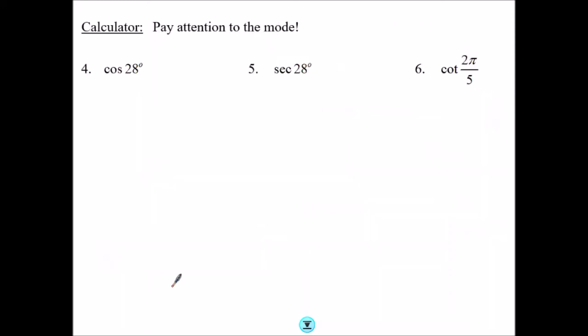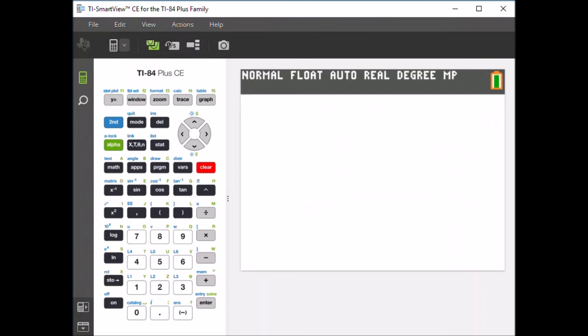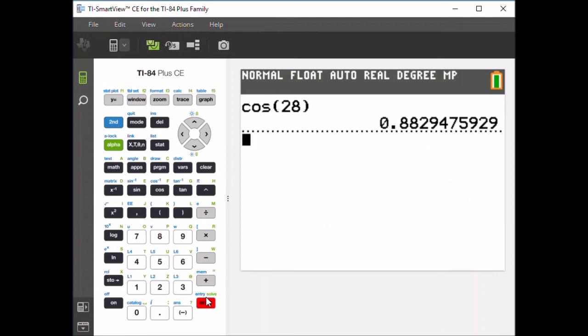The last thing we're going to do today is practice using the calculator. You need to make sure that you are in the correct mode for each problem that you do. Our first problem is cosine of 28 degrees. You can see that I'm already in degree mode, so I can just type cosine of 28 degrees. And I'm going to round to 3 decimal places, so I have 0.883.